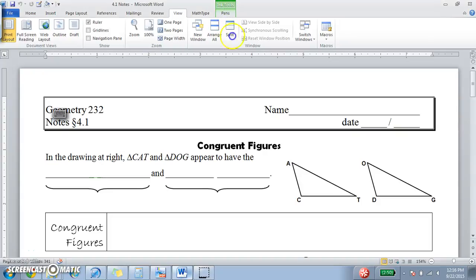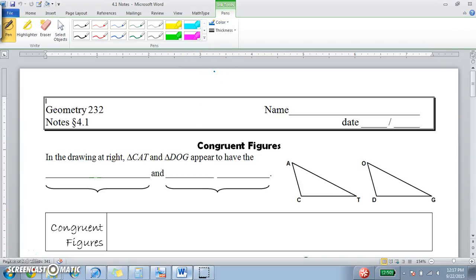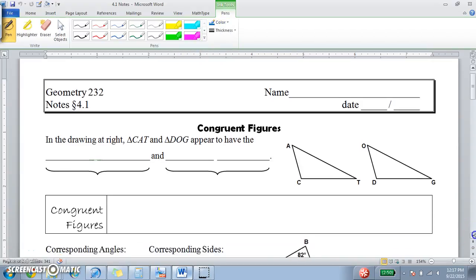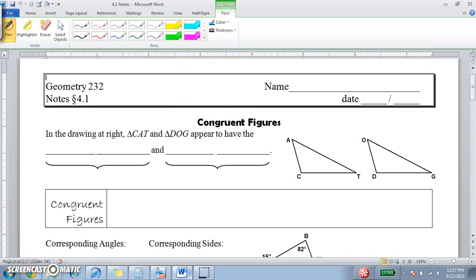This is Geometry, Section 4.1, Congruent Figures. So, we've talked about congruent sides and congruent angles before. In this section, we're going to talk about what it means for two figures to be congruent. So, in this drawing right here, we've got triangle CAT and triangle DOG.